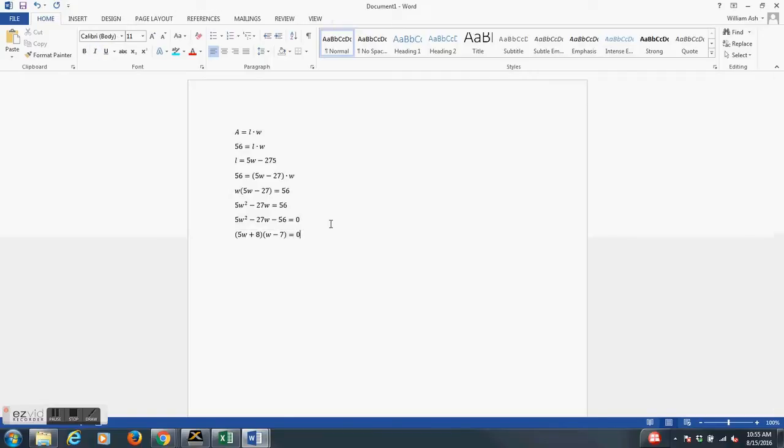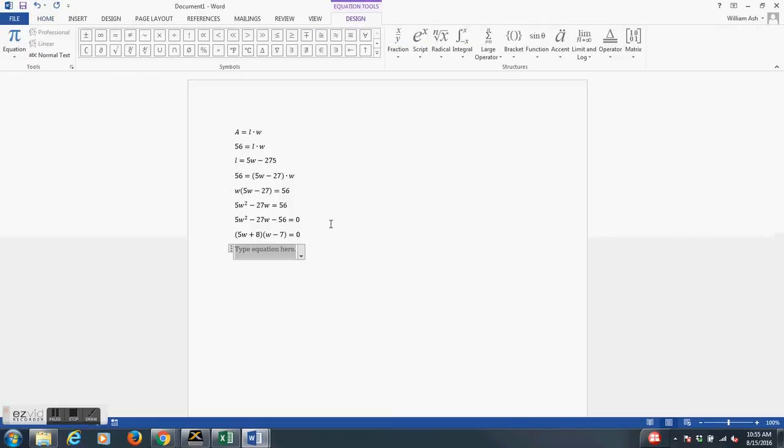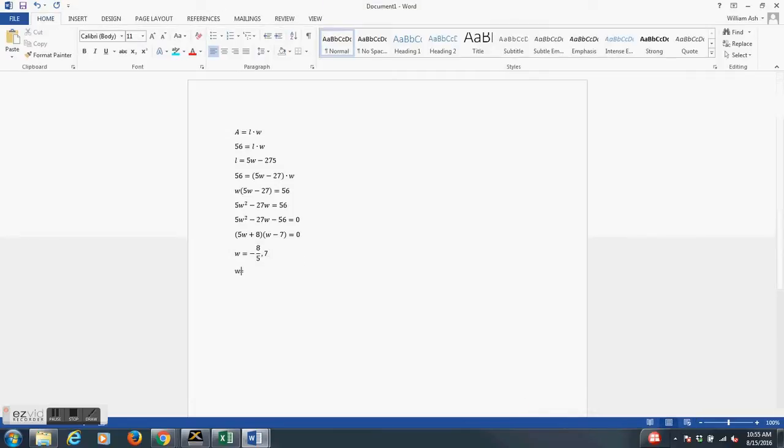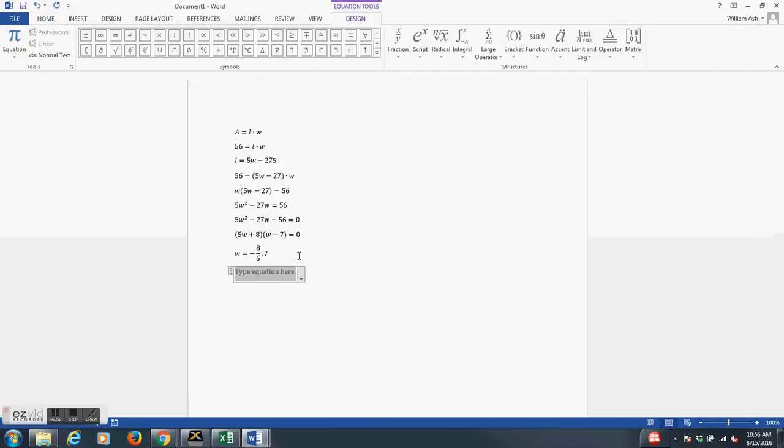After you factor it, now I can see right here that w is going to be either negative 8/5 or 7. It can't be that, so you can just finish it from there: the width is going to be 7, and the length is going to be, well, they have to multiply to 56, so it's 56 divided by 7, which is 8. So 7 times 8.